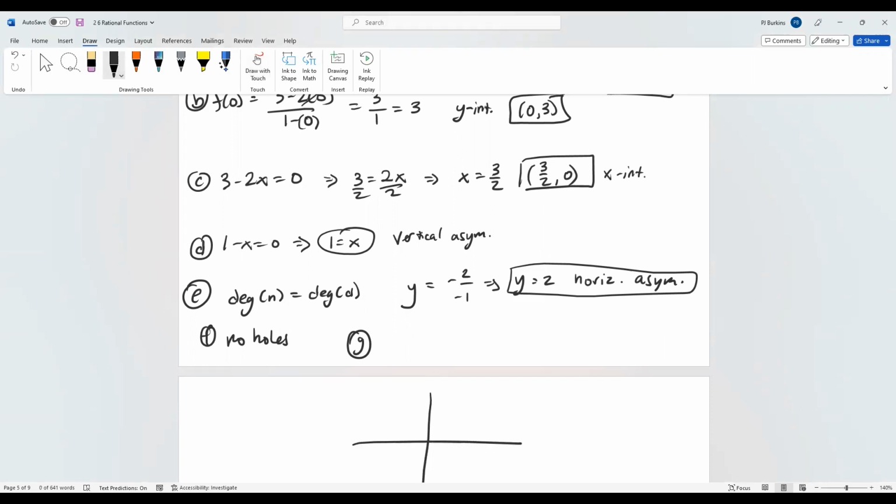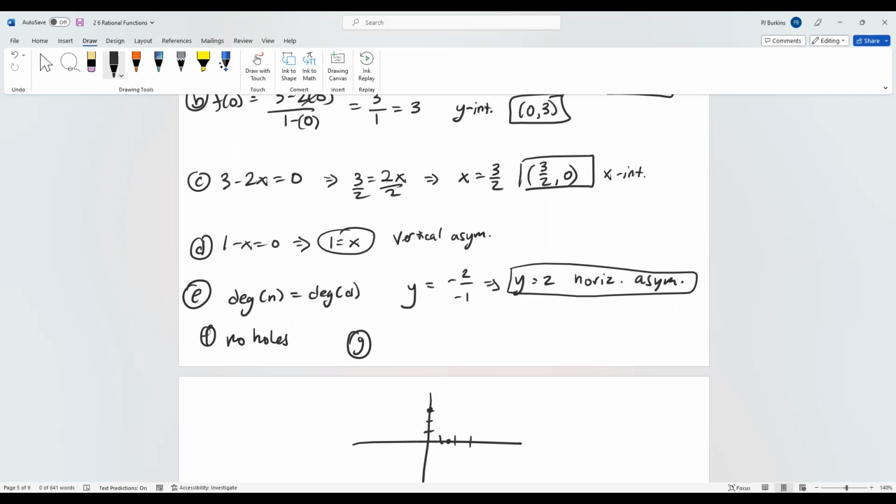So y-intercept at (0, 3). So I go up 3, I have an intercept there. I touch the graph. Then I also intercept at (3/2, 0). So 3/2, that's 1.5. So I touch right here.